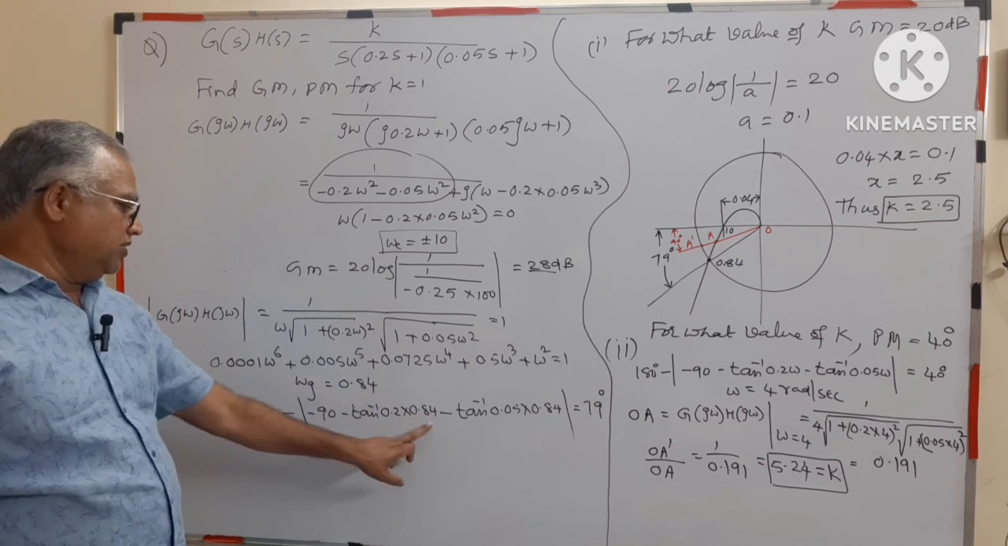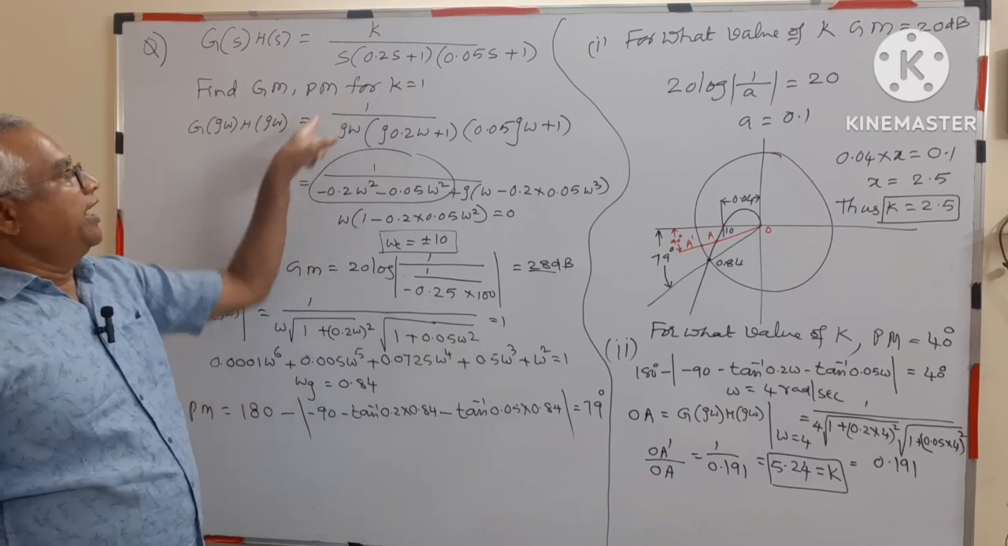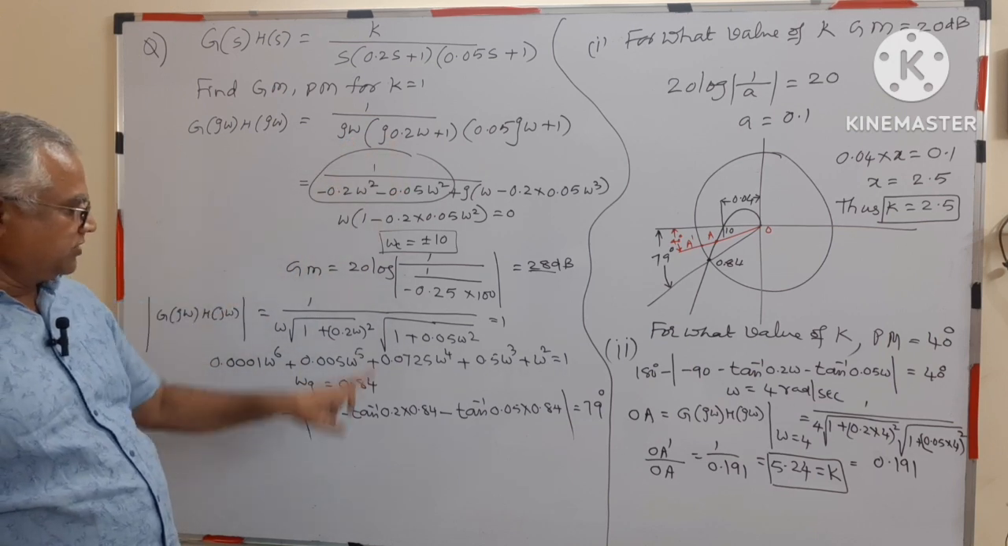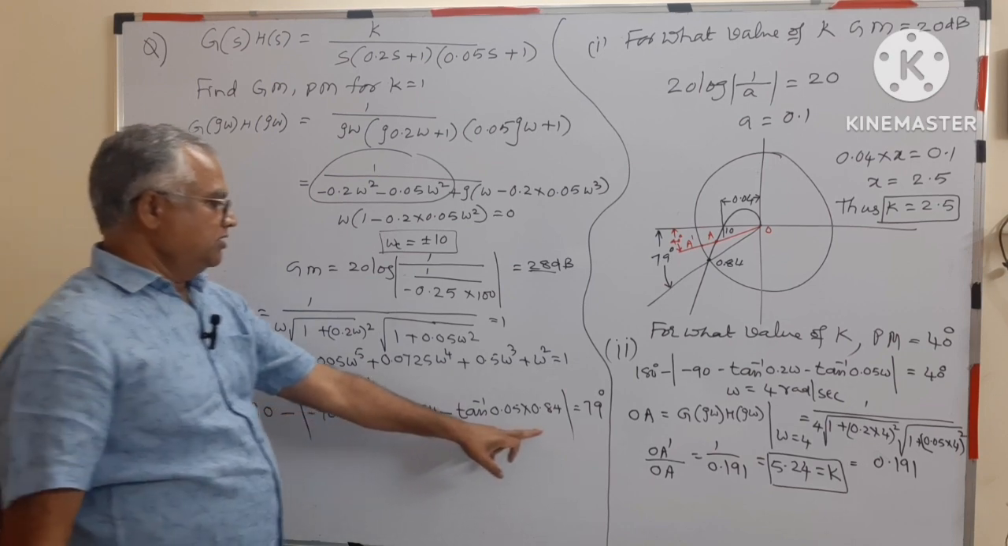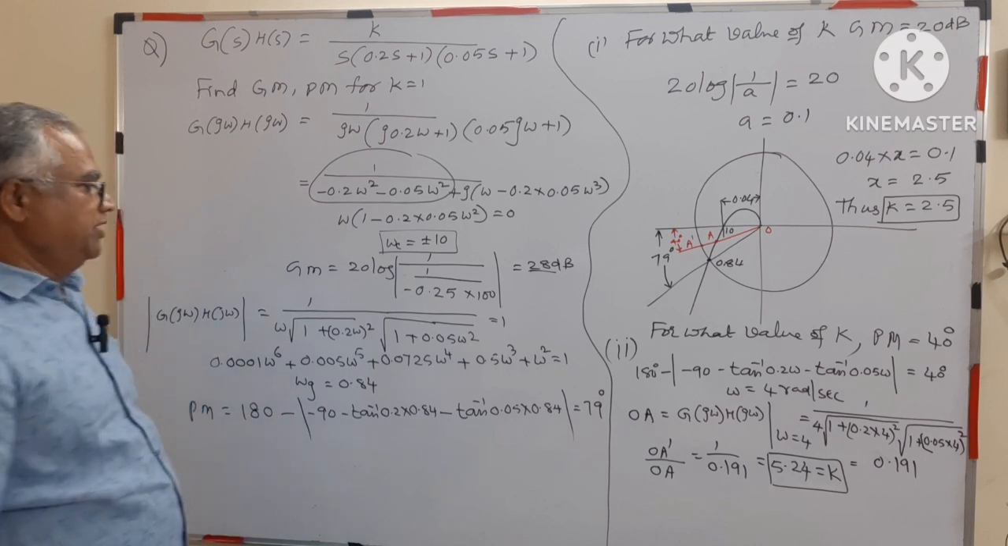With this omega g, 180 minus mod of angle. So this will give 90 degrees. This is tan inverse 0.2 omega g. Omega g is this, like that. So you are getting phase margin of 79 degrees.